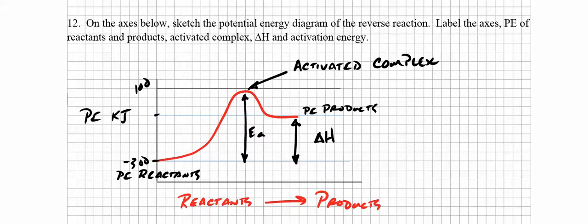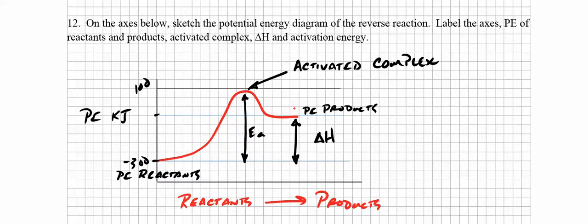So this is going to be an endothermic reaction. The reactants are on the left now, the products on the right-hand side. Notice the large energy of activation, because that's the amount of energy that's going to be required to take me from reactants up to the activated complex. Much larger than it would be for an exothermic reaction, right? The delta H, again, is the difference between the potential energy of the reactants and the products. And there you have it.